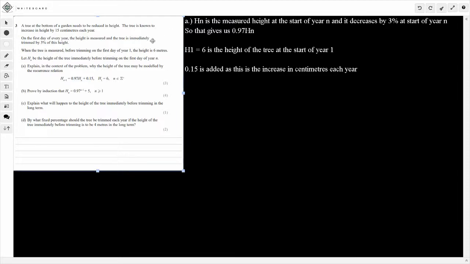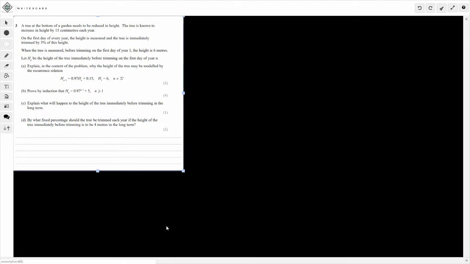Now it tells you the height is 6 meters. Well, if the height is 6 meters and we're adding 15 centimeters each year, that's 0.15. So that's your addition of 0.15. And mention here, 0.15 is added as this is the increase in meters each year. So that's part A done. So let's get rid of that. Let's start with the maths side now. So for the first bit of maths here, we've got to prove by induction this recurrence relation. So how do we do this?